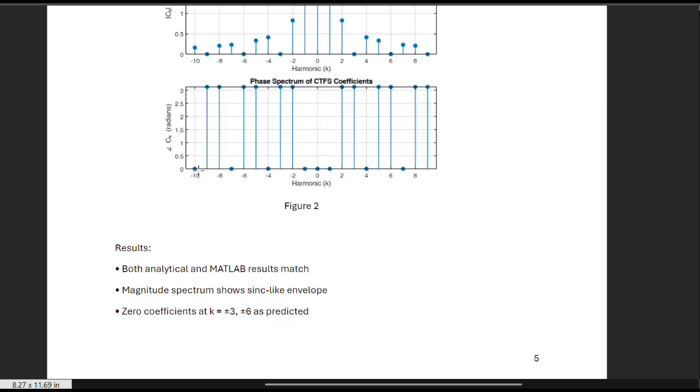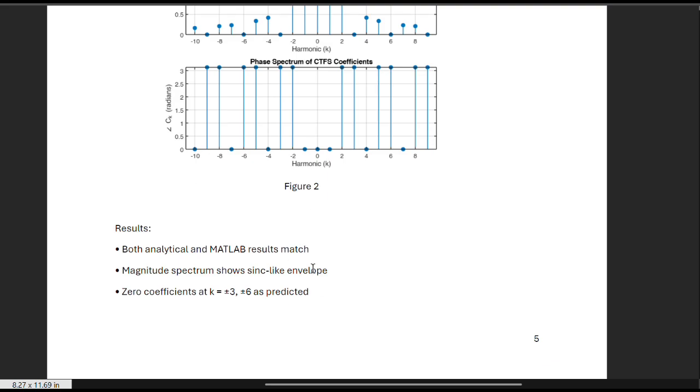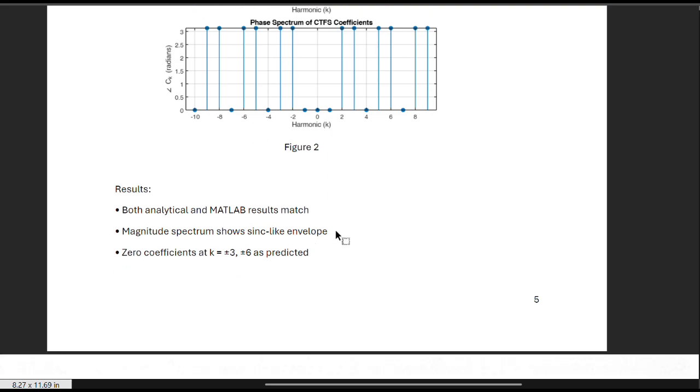So the results, both analytical and MATLAB results match. The magnitude spectrum shows a sinc-like envelope, with 0 coefficients at k equals ±3, ±6 as predicted.